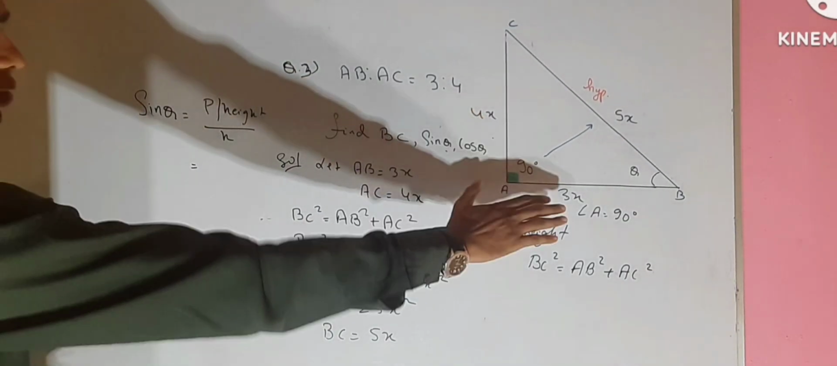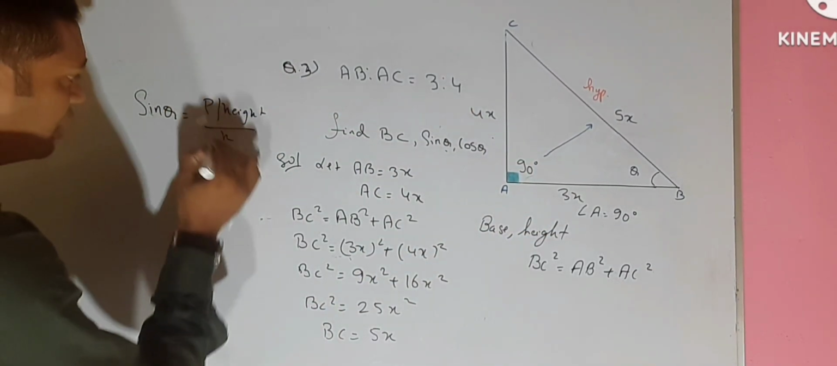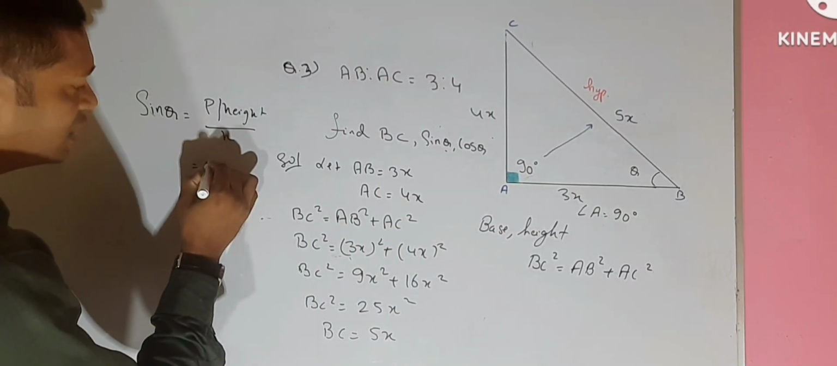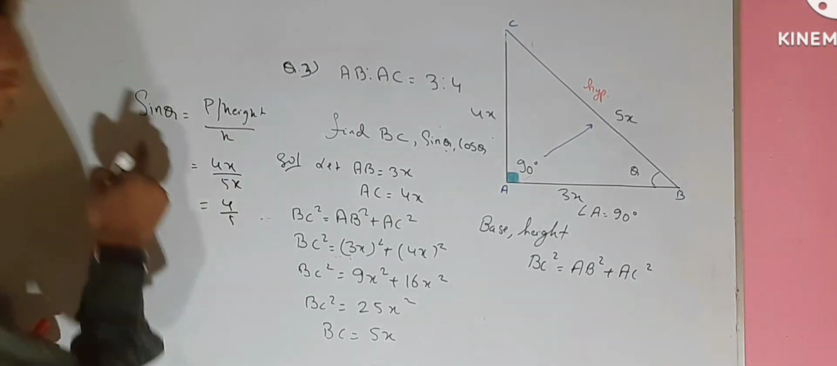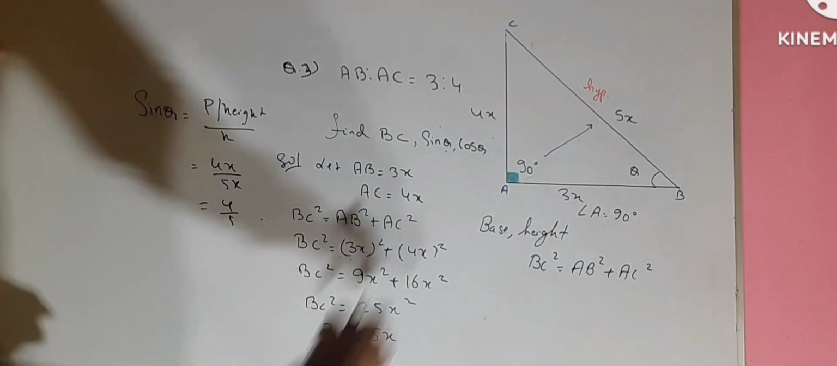So height is this one, base is this one. Height by hypotenuse. Now height is how much? Sir, height is 4x and hypotenuse is 5x. So what is the answer? Sir, 4 by 5. So sine theta is equal to 4 by 5. What else? Sir, cos theta.